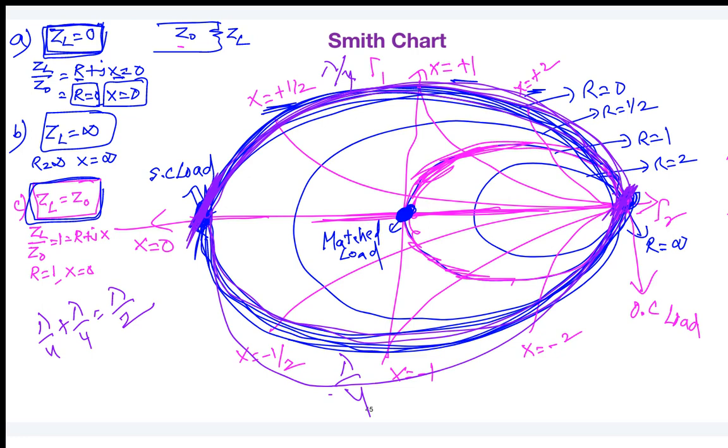Lambda by 2, sir. Yeah. So that's it. I was starting at a short circuit load. Again, I was ending at the short circuit load. So where my impedance is the same. The impedance has the same value when you travel multiples of lambda by 2.